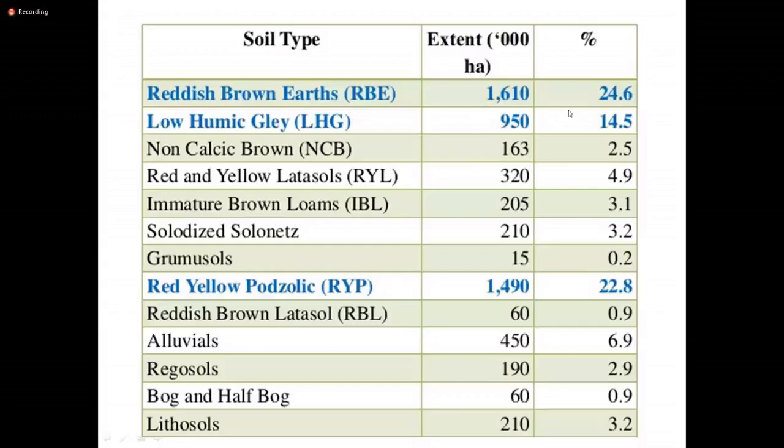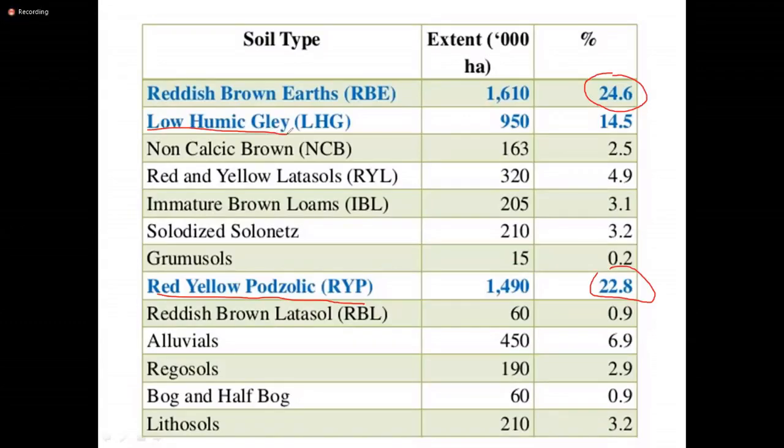Okay, if you look at the soil, I have already mentioned that Sri Lanka has different types of soil. If you look at that, the reddish brown earth is the highest contributor, at 24.6 percent. And next, we can see red yellow podzolic, which is also highly extended here in Sri Lanka, at 22.8. Then the low humic clay soil also.